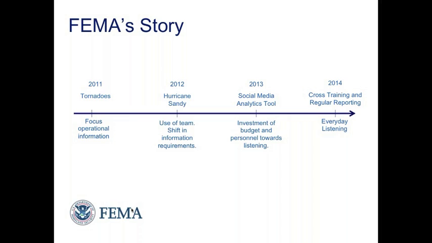During 2012, during Hurricane Sandy, things expanded a little bit, and we began to use social listening more for public information needs. So specifically, social listening became a really critical tool for us to catch rumors and misinformation early, which allowed us to better combat those issues with better messaging.